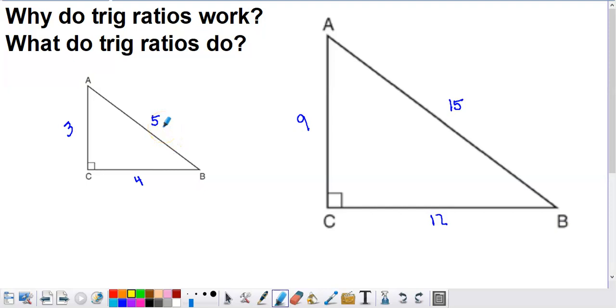You can hopefully remember the idea of a Pythagorean triple from when you were introduced to the Pythagorean theorem way back when. If I take 3 squared plus 4 squared, that's 9 plus 16. That's got to give me the hypotenuse squared, got to give me 5 squared. And 9 plus 16 definitely does give me 25.